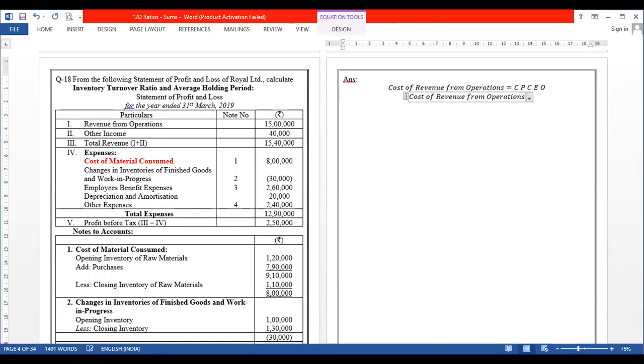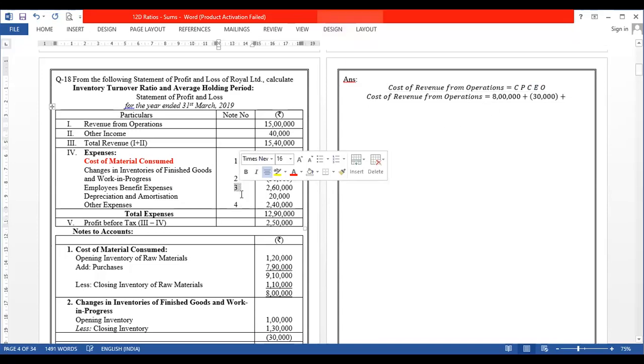Yes, sir. Please go for it. See, that is cost of materials consumed. 8 lakhs is given to us, plus purchase of stock in trade, which is not given to us. See again, changes in inventory. Minus 30 is given to us, so we write minus 30 over there, plus 2,60,000. No, we will have to check in E which are the direct expenses.